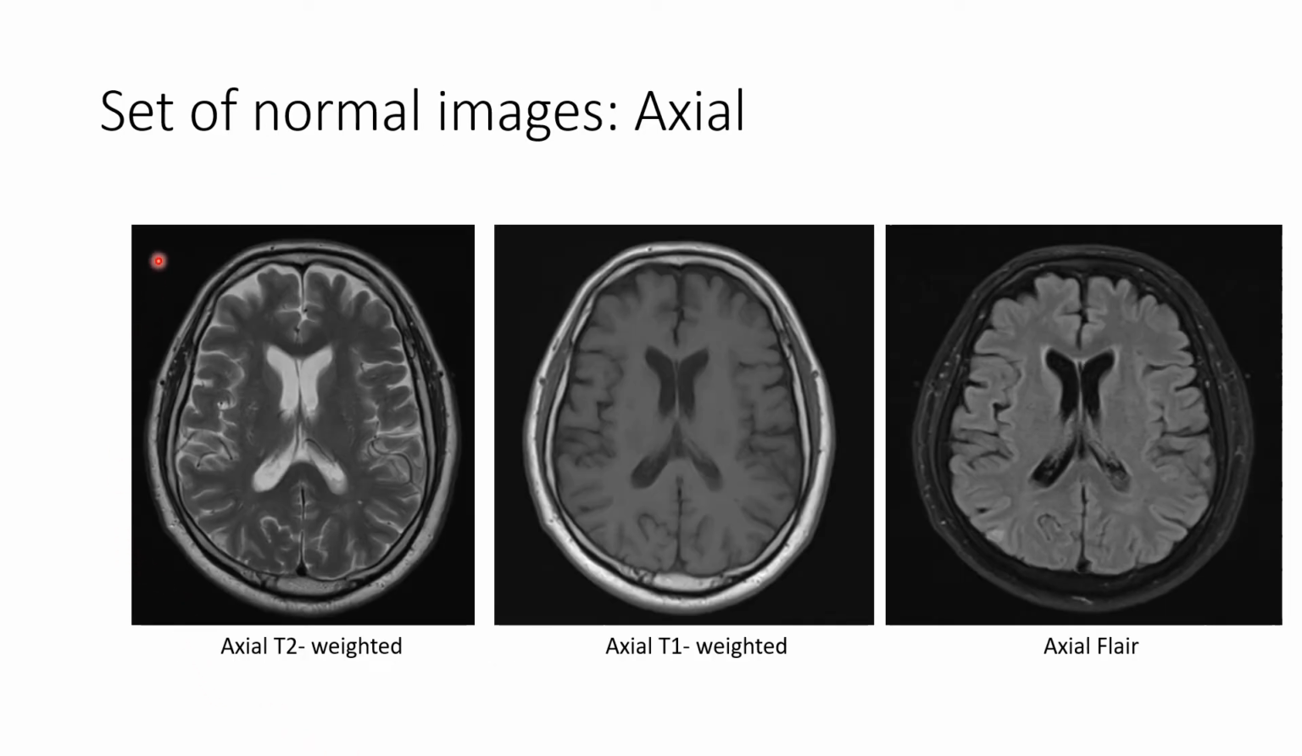The slide shows a set of normal images for axial scan. So this is an axial T2 weighted, axial T1 weighted, and axial FLAIR. For axial T2 weighted appearance, the fluid becomes bright. White matter is darker than gray matter, and gray matter of course is gray. Bone appears dark. Fat is bright.